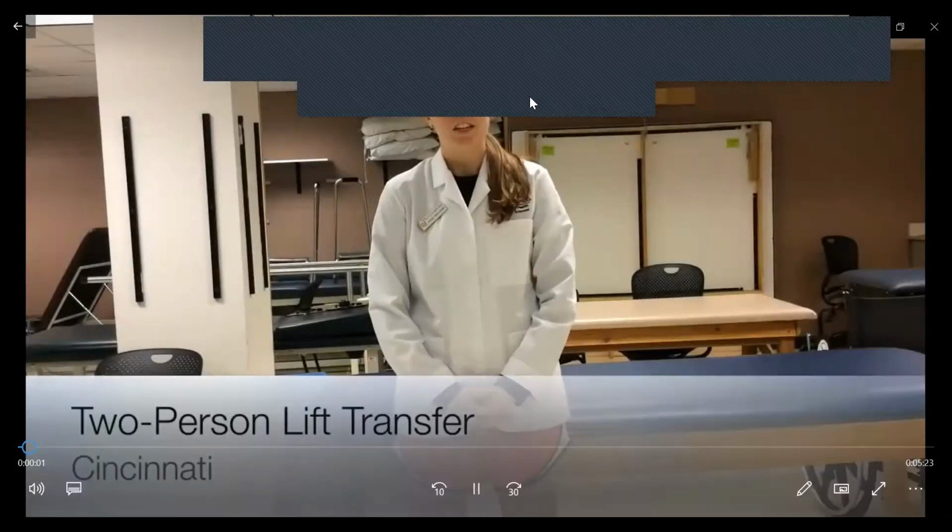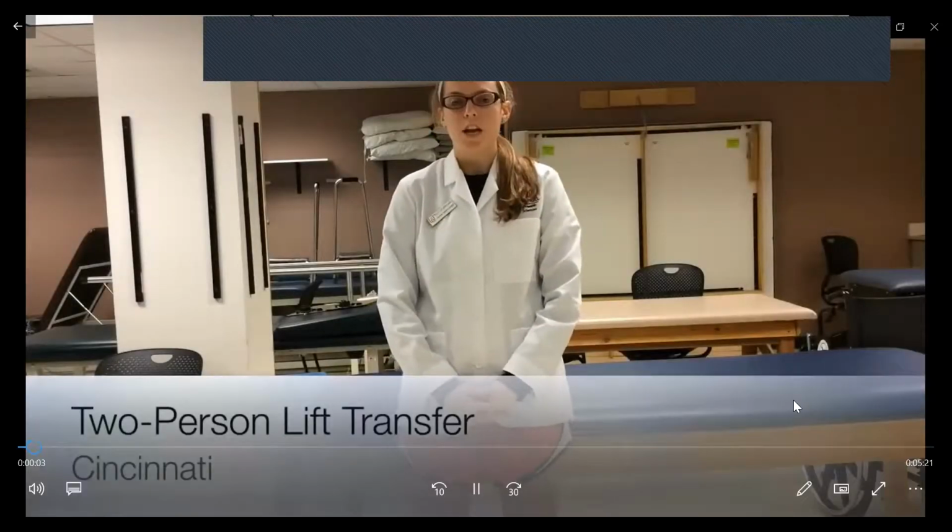Hello, today Jessie, Danielle, and I will be demonstrating a dependent 2-person lift from the wheelchair to the bed and back to the wheelchair. This type of lift is used when the patient is unable to stand on their own, assist with the lift, or you're transferring from surfaces of varying heights. It's important to note that this type of lift is only used as a last resort when there's no type of mechanical equipment available to use, because that's the safer option for everyone involved.